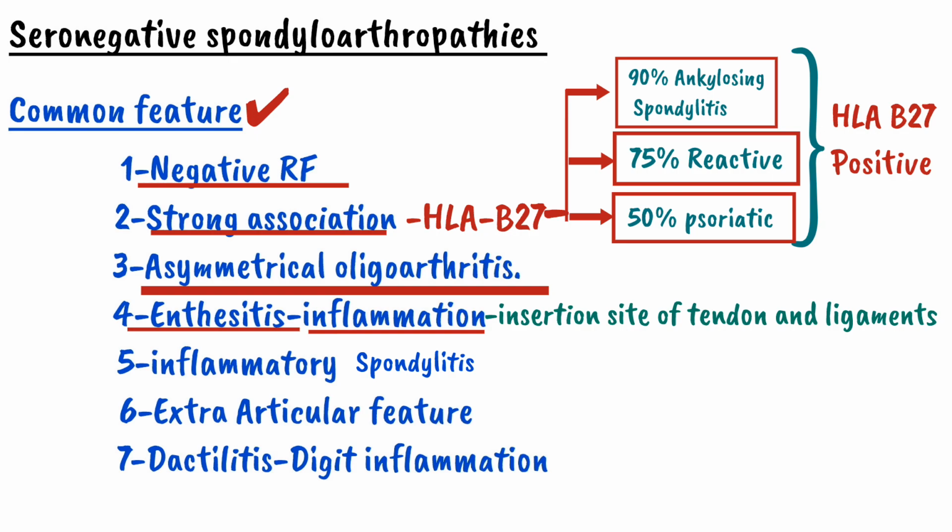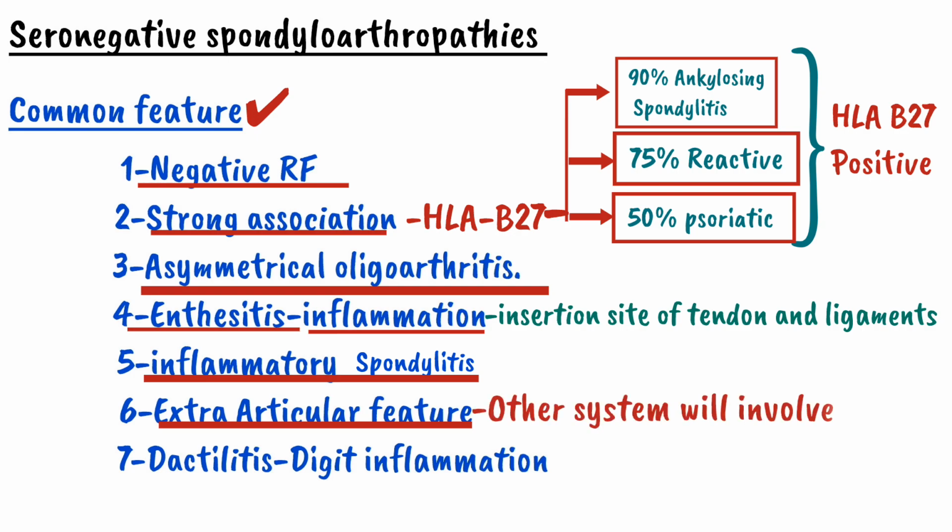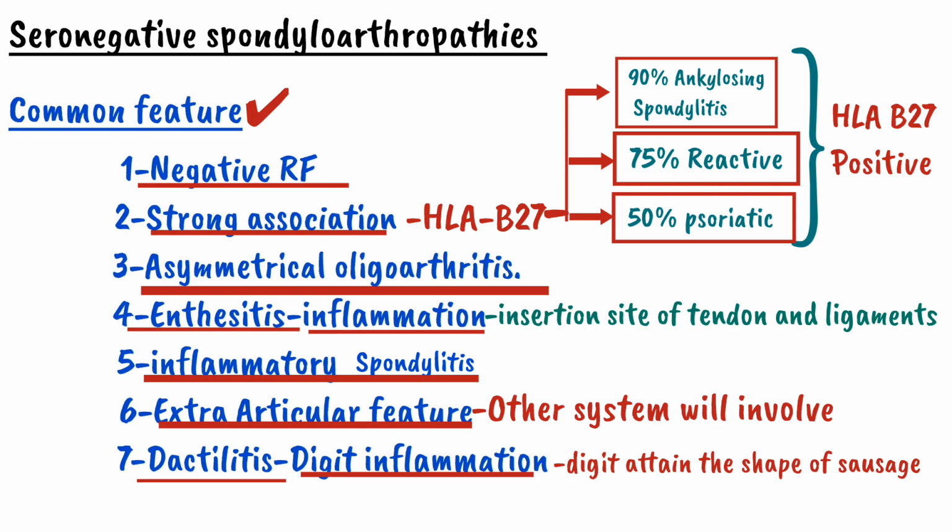They will have an inflammatory spondylitis. They will have extra-articular features, meaning that apart from the joints, they will involve other systems of the body, and they will have dactylitis. Dactylitis is a digital inflammation. The digit gets inflamed and will attain the shape of a sausage, so it is called dactylitis. Now we will study each of these disorders in detail.